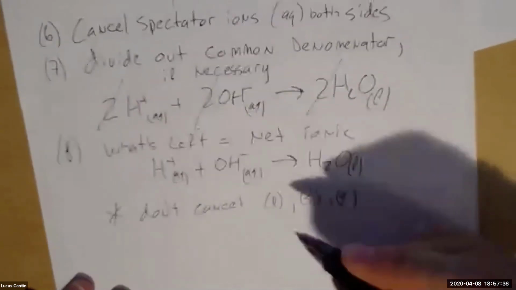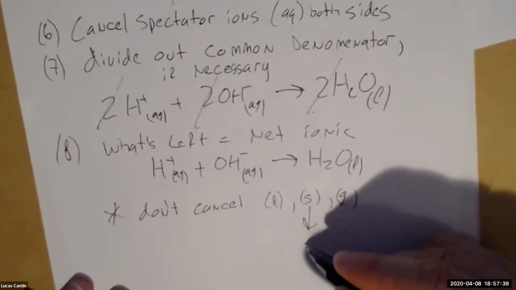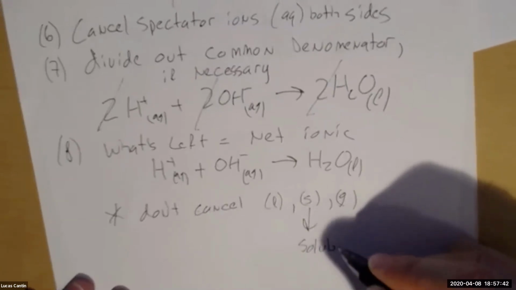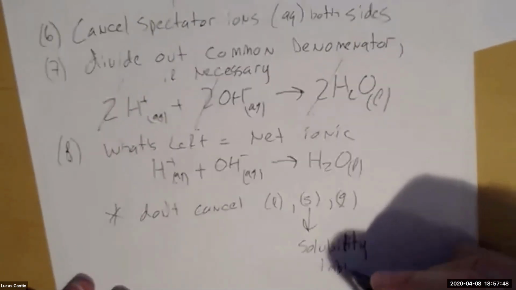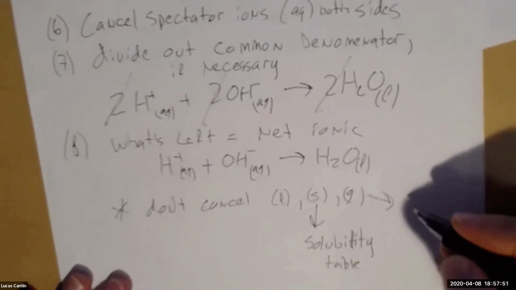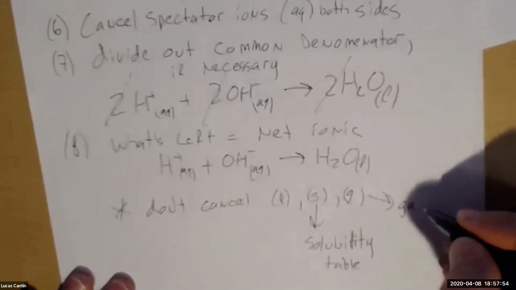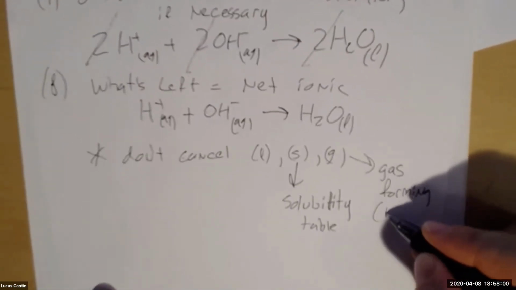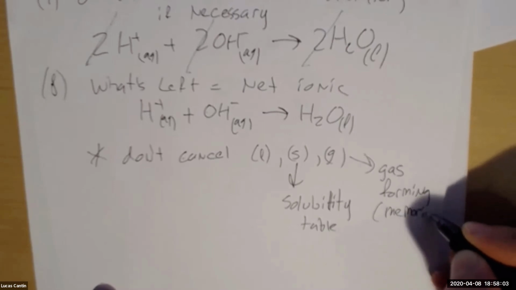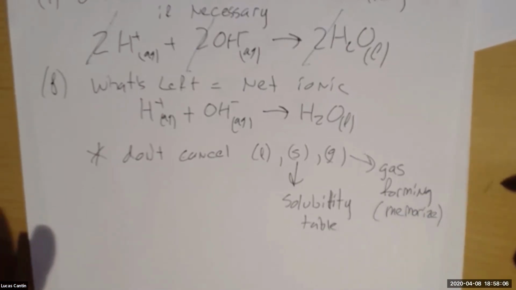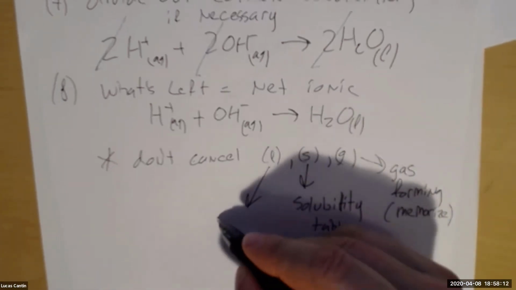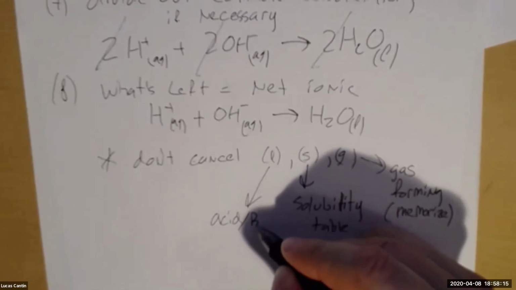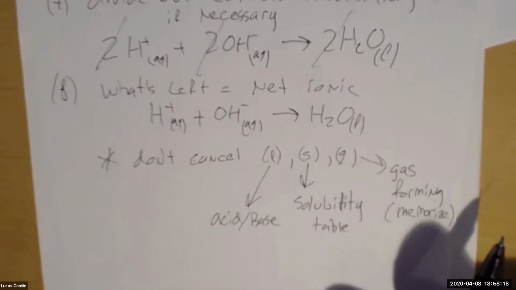Okay, so the solid is going to come from the solubility table, like you mentioned. The gases may come from a gas forming reaction. And for those, you have to memorize. There was only one that I wanted you guys to know. There's only one gas forming reaction that I covered. I can do that again. The liquids will typically come from an acid base neutralization, like we just did up here.